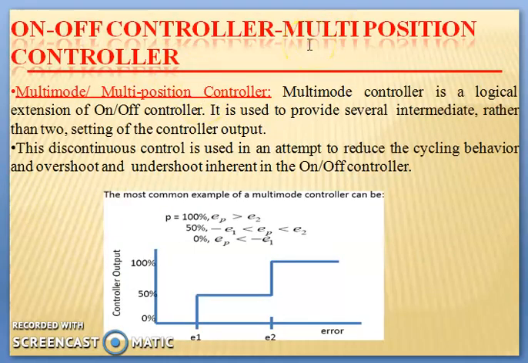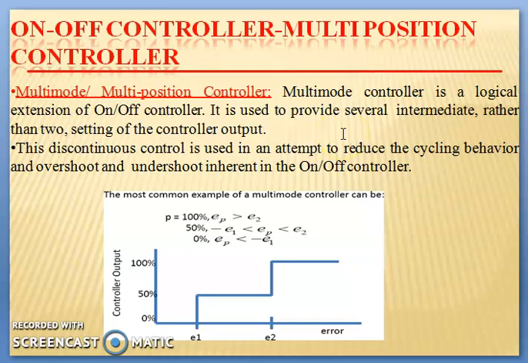Next point we are going to discuss is the multi-position controller. As the name suggests, the error is lying at multiple levels or multi-position levels. That is why it is called a multi-mode or multi-position controller. It is a logical extension of an on-off controller. It is used to provide several intermediate settings rather than two settings of the controller output. This discontinuous control is used in an attempt to reduce the cycling behavior and overshoot and undershoot inherent in the on-off controller.